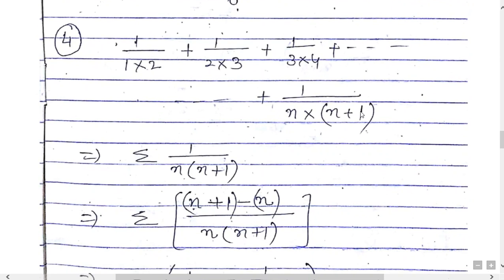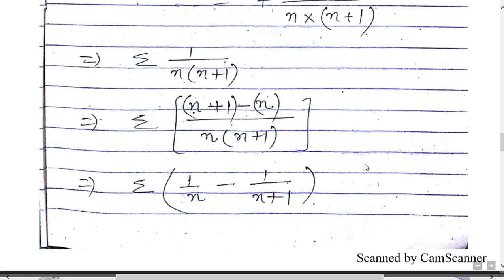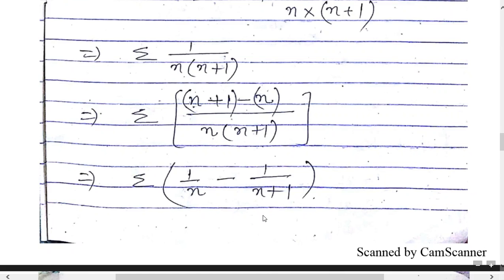Question number 4, nth term, clearly n into n plus 1, but this term is in the denominator. In the numerator of 1, you can write n plus 1 minus n. It means you can split. Now the term is 1 over n, and when you write n over n into n plus 1, it's 1 over n plus 1. Now insert the value from 1 to n.